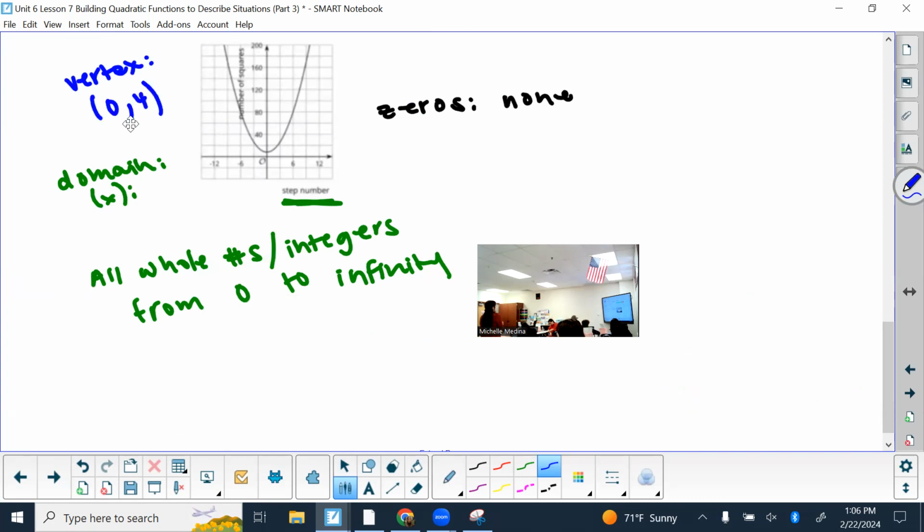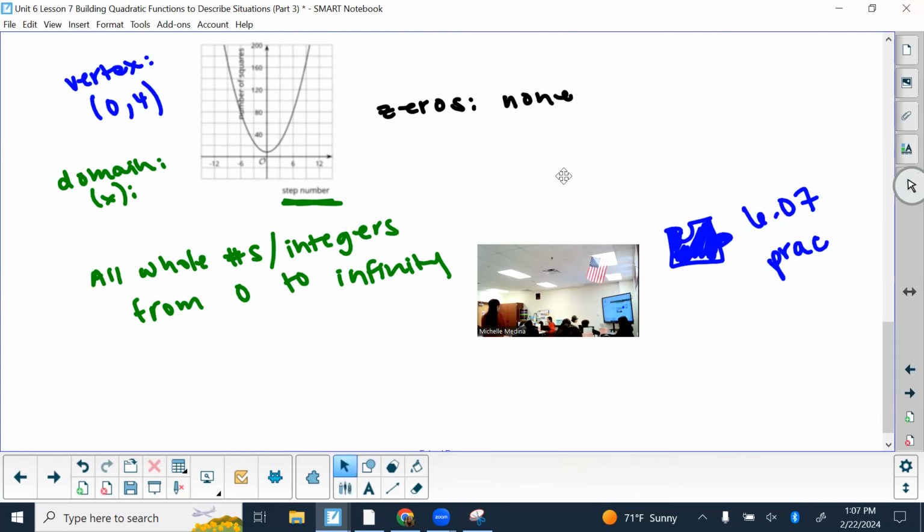All right, so we have a bit more time to do your practice, but there are some delays figuring it out, but hopefully we're all there. Hopefully we can all identify vertex, reasonable domain, and zeros. The practice is 6.7 that goes with this lesson. You can probably knock out a problem or 2 right now. Otherwise, one second. Okay.